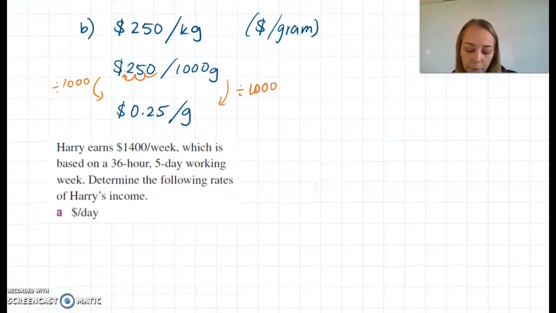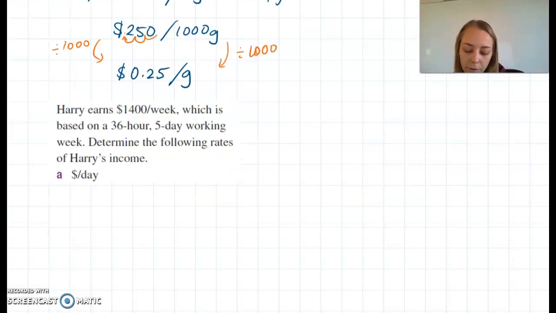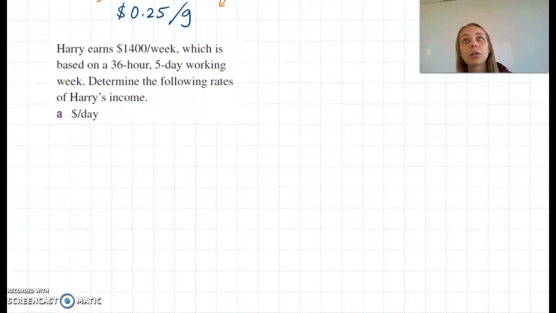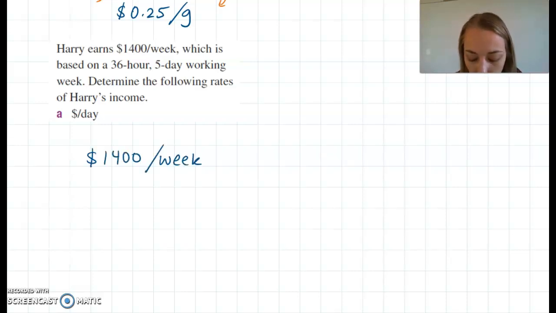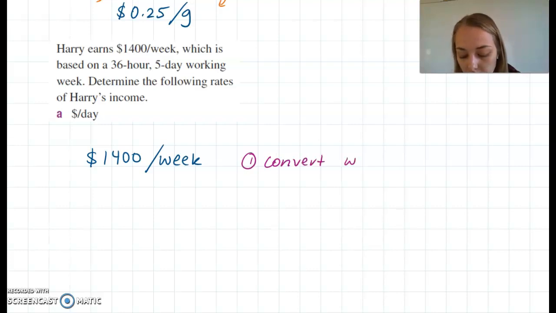All right, let's look at one more. Harry earns $1,400 per week, which is based on a 36-hour working week, 5 days a week. Now, he's obviously not working 36 hours a day. He's doing 36 hours over 5 days. And we have to determine the rate of his income in money per day. Okay, so he earns $1,400 per week, but we want to know, what is that going to be per day? So step 1, we need to convert his weeks into days.